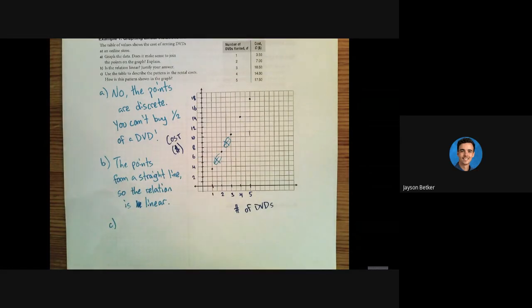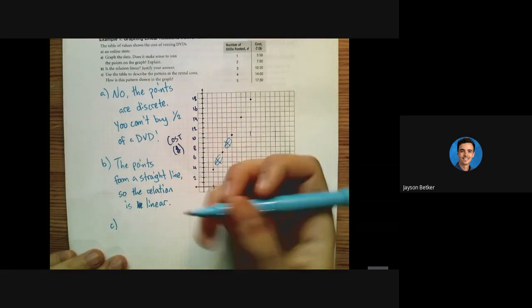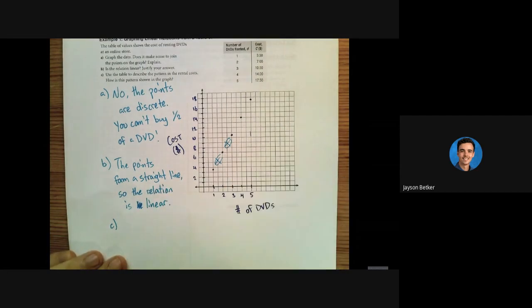Okay. And then finally, C, use the table to describe the pattern in rental costs. How is this pattern shown in the graph? This is really just as simple as saying, as the number of DVDs rented increases by 1, as we rent one more DVD, the rental cost increases by $3.50. So each point on the graph that I move to the right by 1, I move up by $3.50. So the pattern is a straight line, but we'll say how to use the table to describe the pattern.